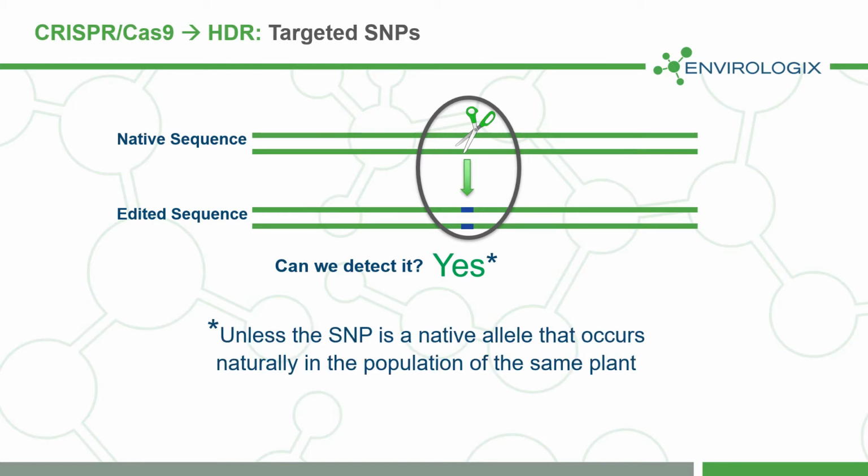If that is a native allele that occurs naturally in the population of the same plant, it's extraordinarily challenging, potentially not possible, to say which is the native allele versus which was the outcome of CRISPR paired with homology-directed repair. So again, if that single SNP was a native trait that was moved between varieties of the same plant, that becomes nearly undetectable.